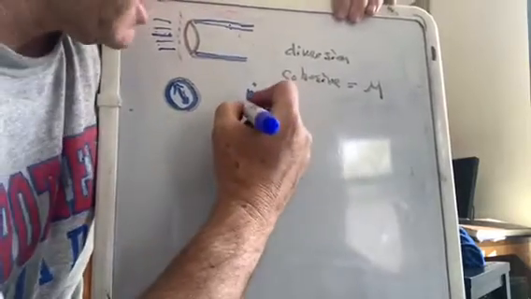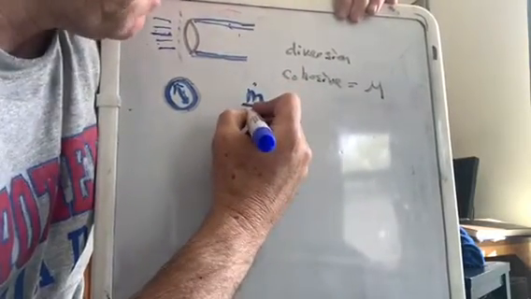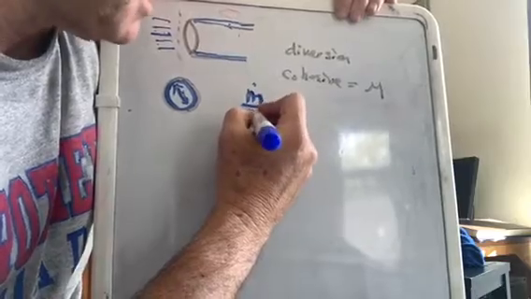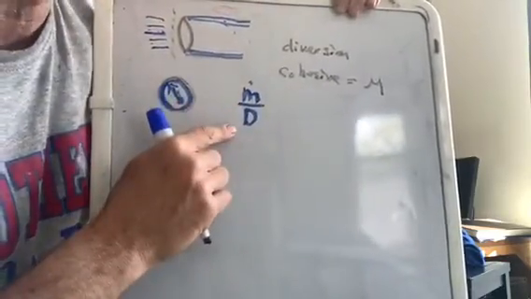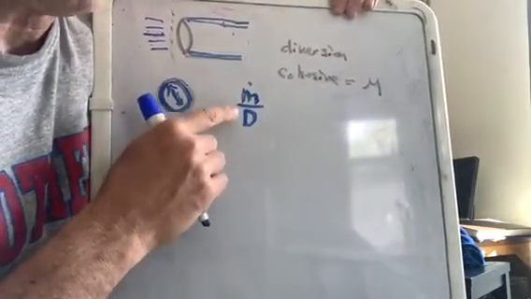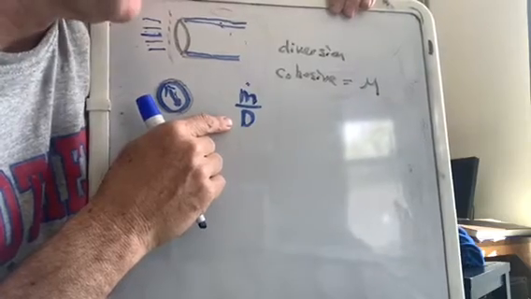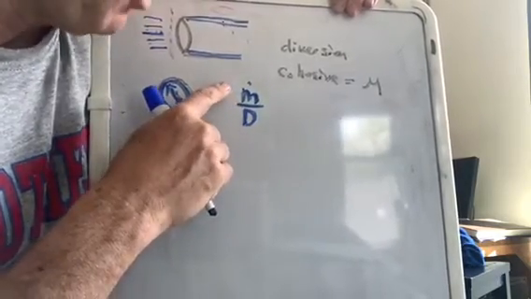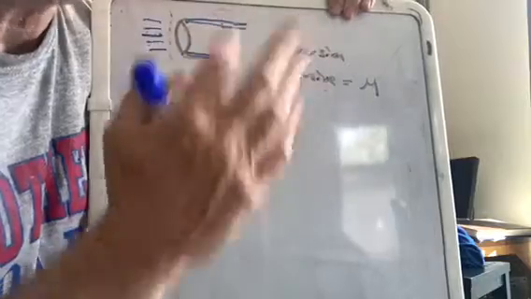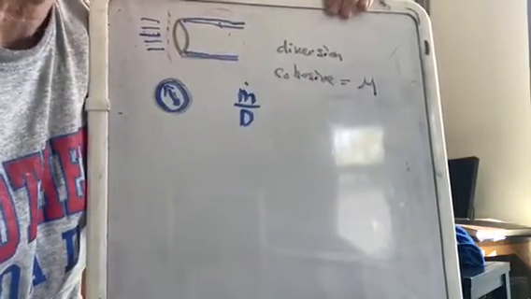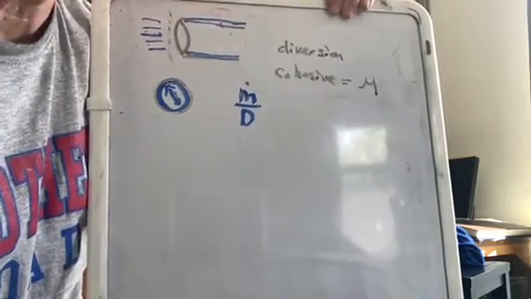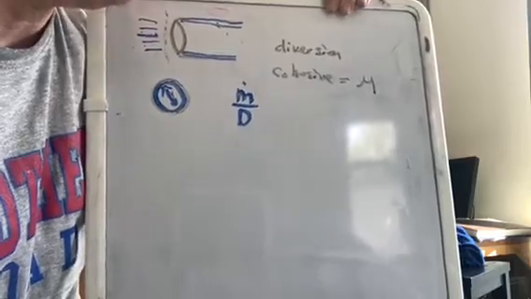So we could characterize the diversion forces as a ratio of m dot over d. You get a big m dot and a small d, you've got a lot of diversion required. You get a small m dot and a big d, no problem. There's going to be hardly any diversion at all. The likelihood of turbulence is going to be very limited.